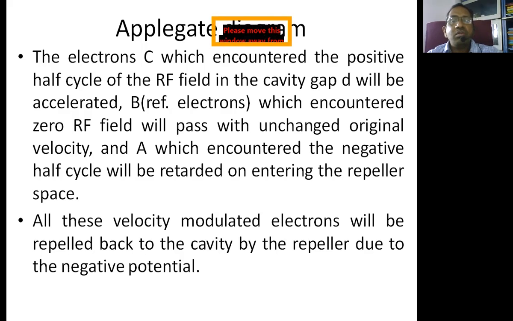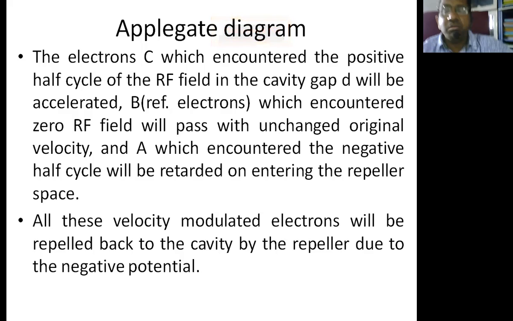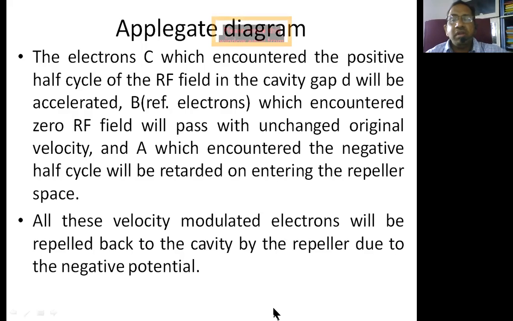So in this process, what happens? All these three electrons will meet at a particular point, forming a bunch. Like this, an infinite number of bunches are going to get formed, thereby giving us a sine wave signal. So all these velocity modulated electrons will be repelled back to the cavity by the repeller due to the negative potential. This is the basic concept of velocity modulation.